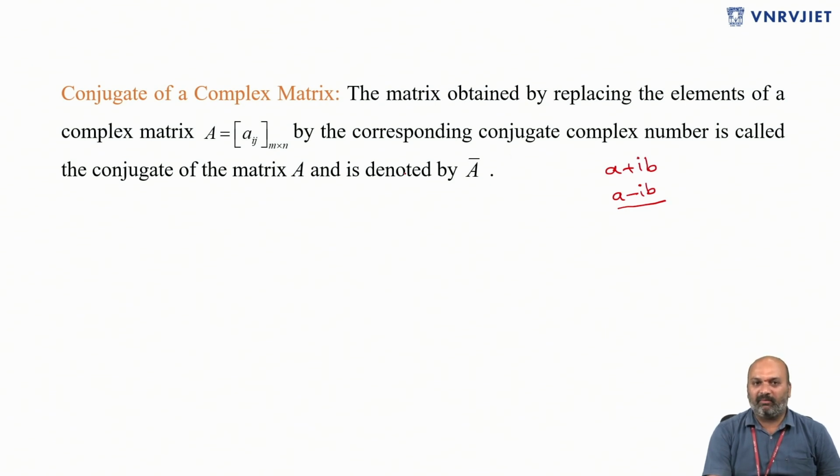So a conjugate of a complex matrix means we have to replace every element of a complex matrix with the corresponding conjugate complex number. The matrix so obtained is called the conjugate matrix of A. Generally, the conjugate matrix of A is denoted by A bar. Okay. Let's see an example on the conjugate of a complex matrix.